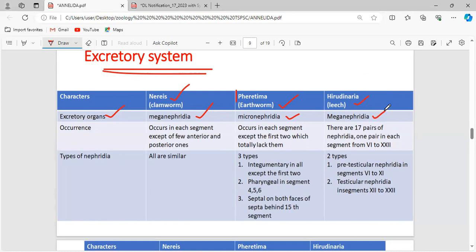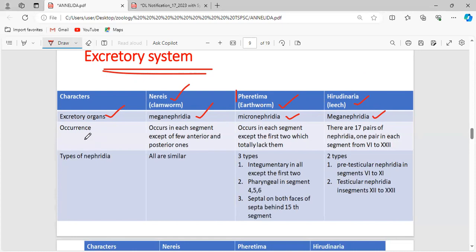So you have to understand that the name of the excretory organ in the phylum Annelida is nephridia. But you should also know there are different types of nephridia, the meganephridia and micronephridia. The question cannot ask specifically what excretory organ the Nereis uses, but anyhow, you should know there are different types of nephridium, and this clamworm, Nereis, uses meganephridium because of the morphological structure.